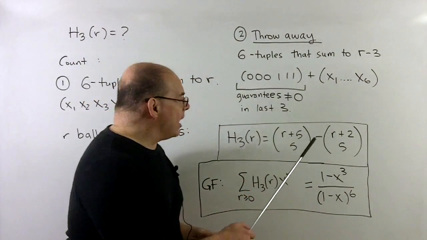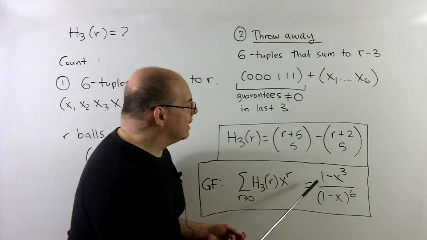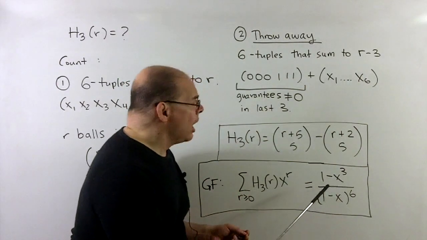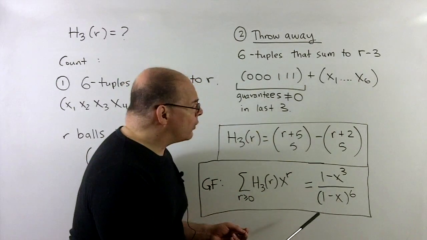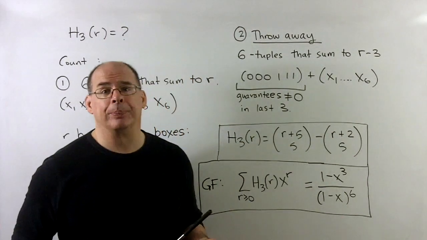Another step, and then we can get to the generating function, which has this extremely nice, compelling form: 1 minus x cubed over 1 minus x, quantity to the 6th power.